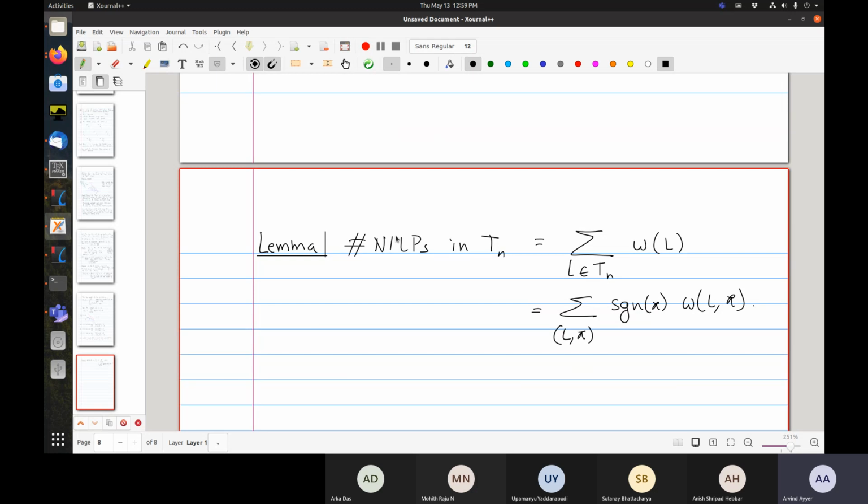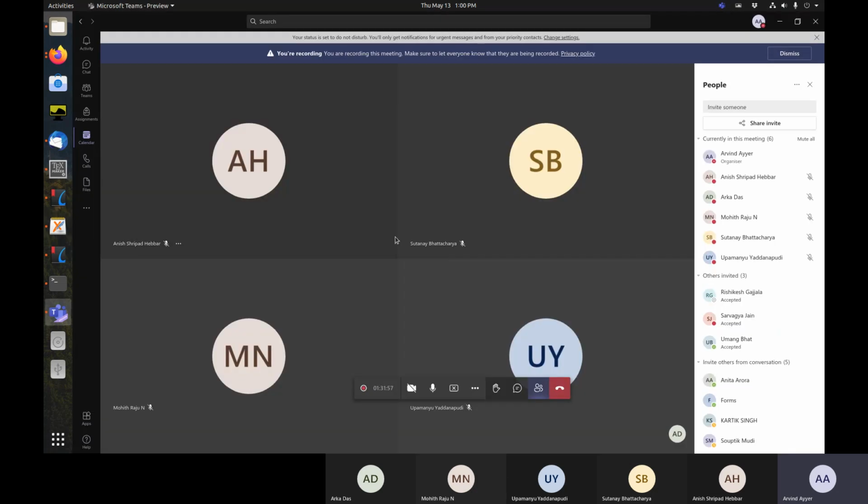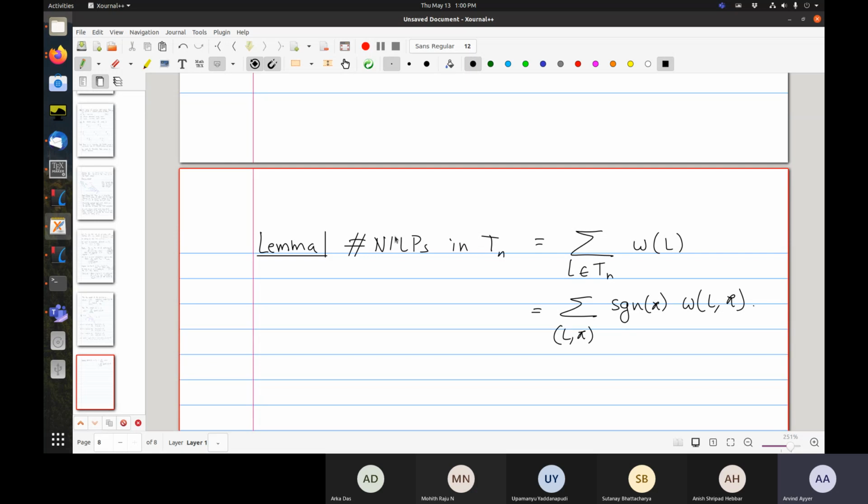I don't want to start this proof because it's a bit involved. But this essentially will help us write this down as a Pfaffian.